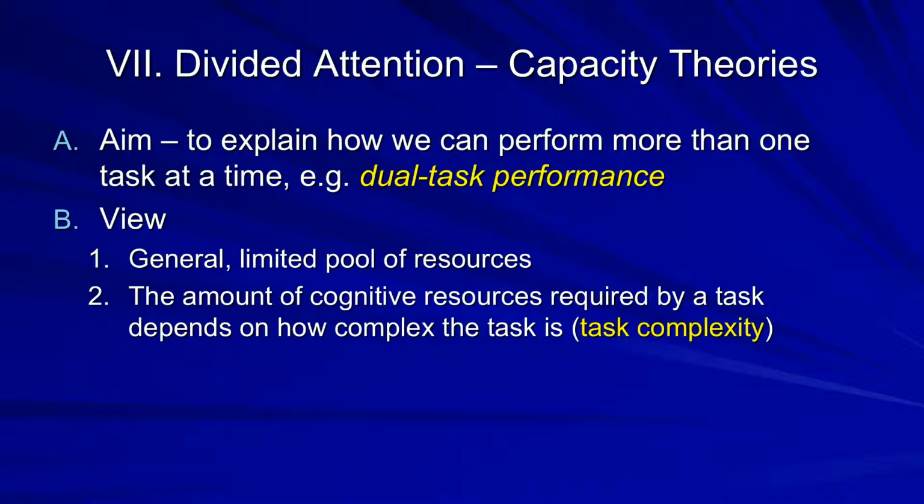And in general, what we've discovered is we have a limited pool of resources, and the amount of cognitive resources required by a task depends on how complex the task is, what we call task complexity. So the more complex something is, the more resources it's going to take up. And we've talked a little bit about this, like when you're driving and all of a sudden you're lost, or traffic gets harder, things get tense. We want to limit what's happening in our environment. So we'll turn down the radio, tell somebody please be quiet for a minute.